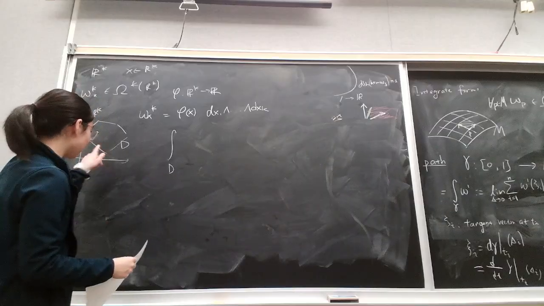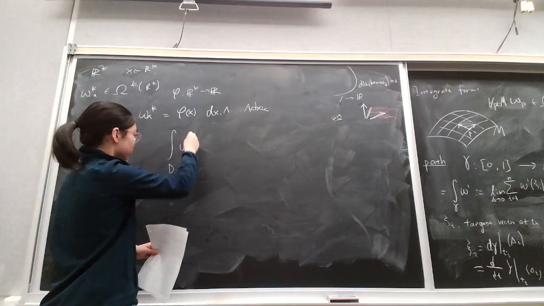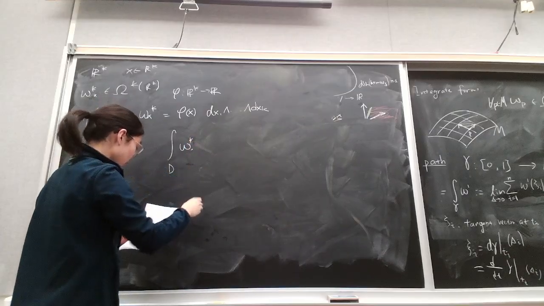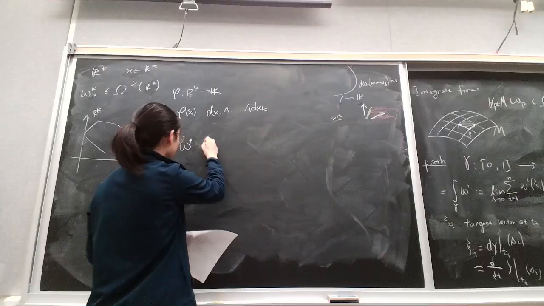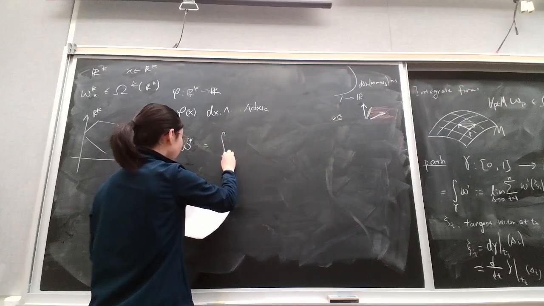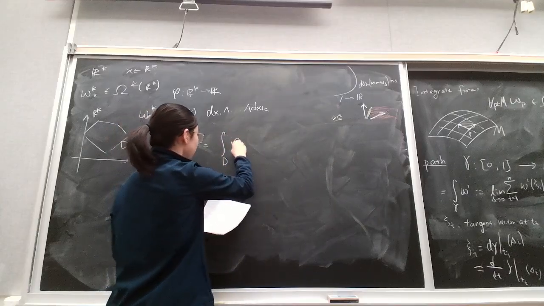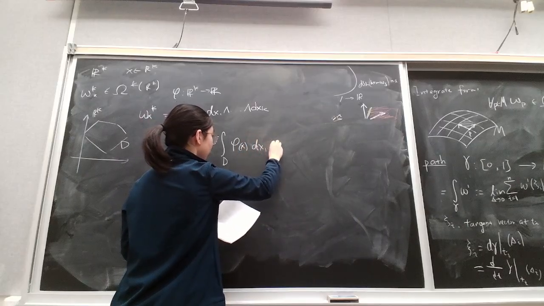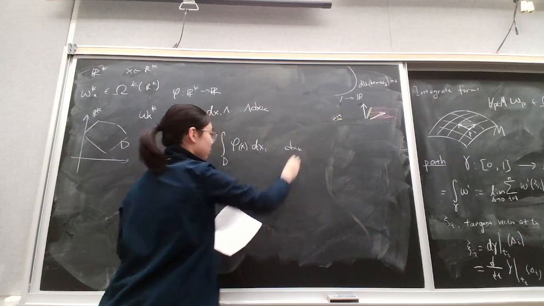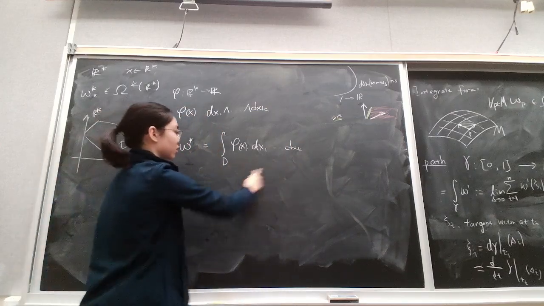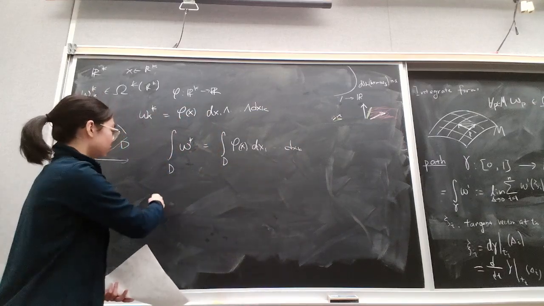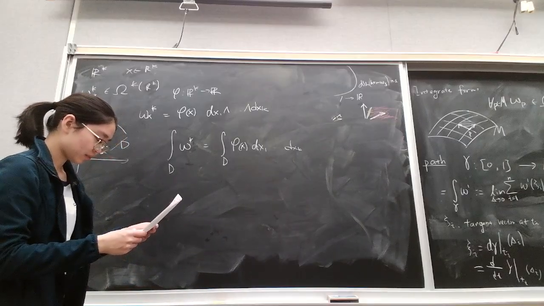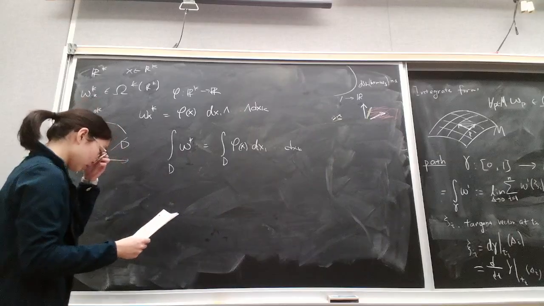We integrate over the volume of this form. And we define it to be this, which should be an integral that we know how to do. Okay.